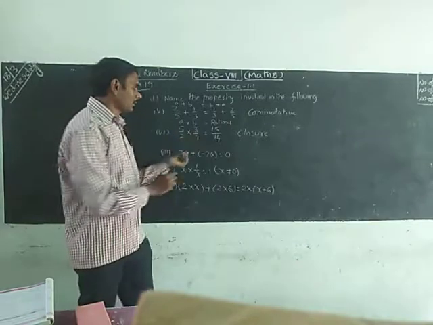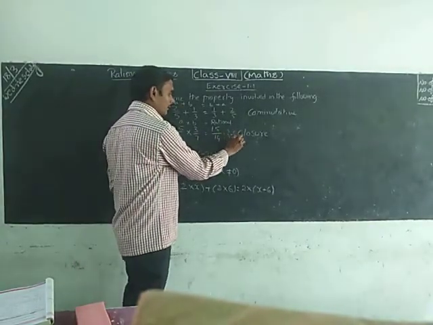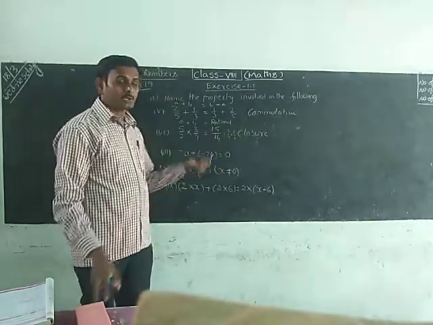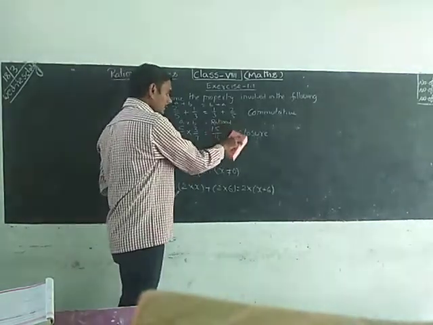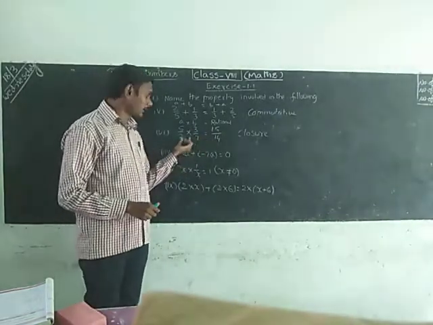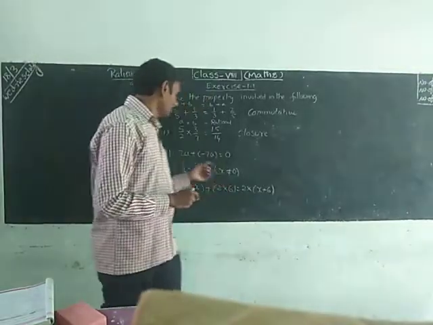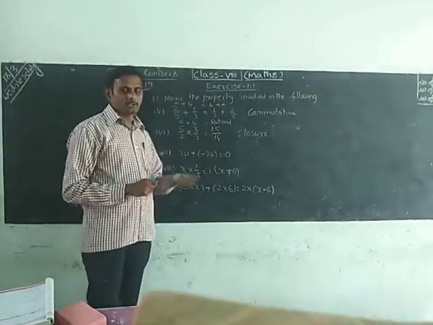Otherwise, in continuation, if it is given like this: 3 by 7 into 5 by 2, then we can take the commutative property. Next, this is the closure property. The product of two rational numbers, product is nothing but multiplication, the multiplication of two rational numbers is a rational number.